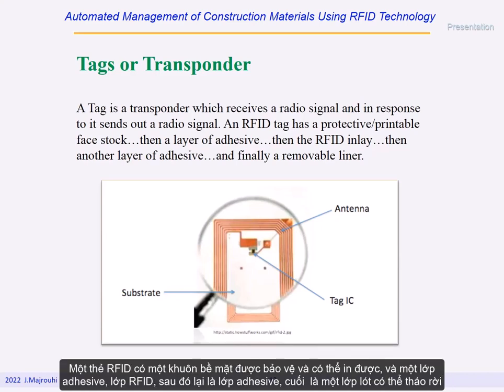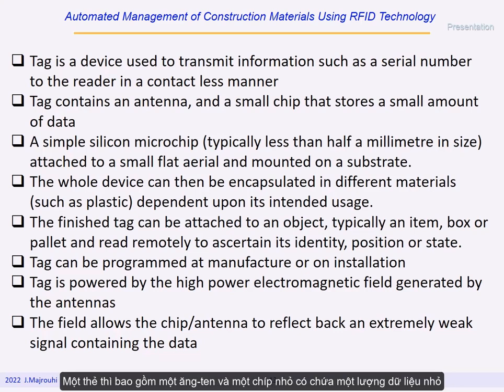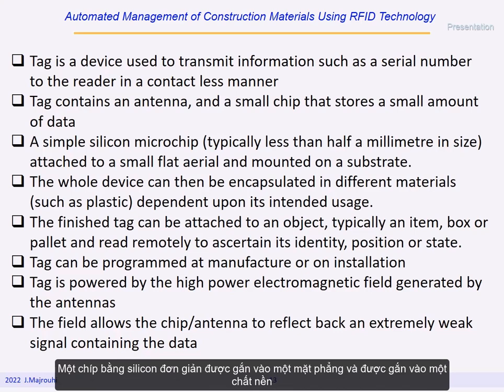An RFID tag has a protective printable face stock, then a layer of adhesive, then the RFID inlay, then another layer of adhesive, and finally a removable liner. Tag is a device used to transmit information such as a serial number to the reader in a contactless manner. Tag contains an antenna and a small chip that stores a small amount of data. A simple silicon microchip attached to a small flat aerial and mounted on a substrate.